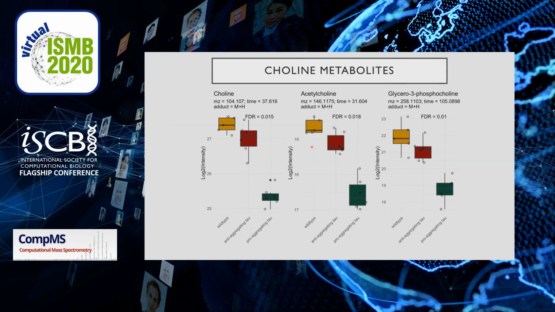In all 3 of these choline metabolites, we see that there is a reduced intensity in the pro-aggregating tau strain compared to the anti-aggregating and the wild type. This is interesting because acetylcholine is known to be reduced in patients with Alzheimer's disease, and therapeutics given to Alzheimer's disease patients include acetylcholinesterase inhibitors.